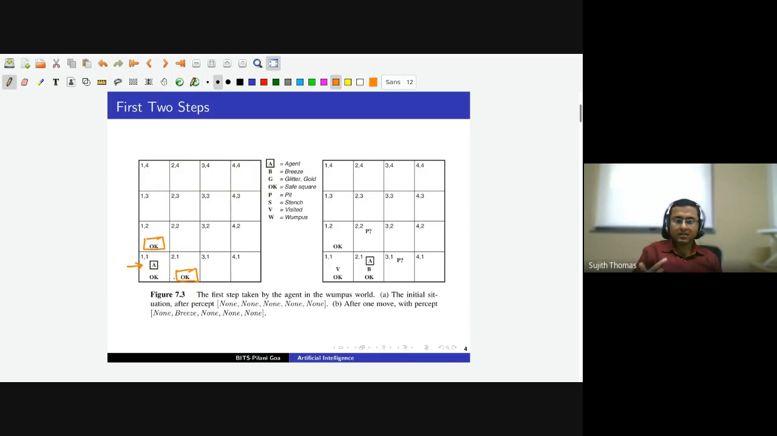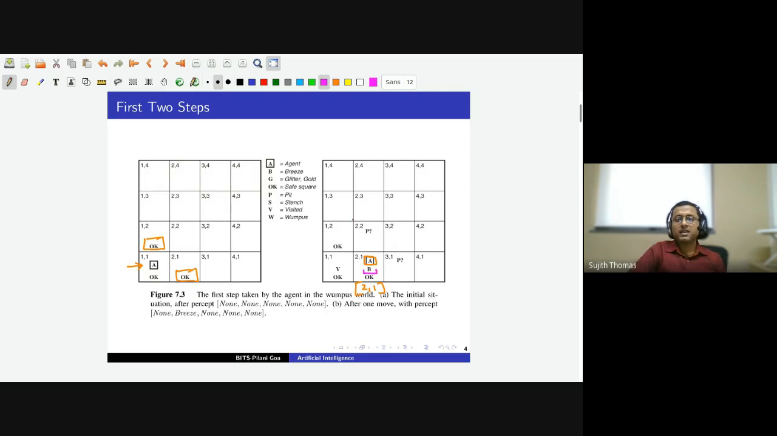So now that the adjacent 2 cells are okay, it decides to move to one of the cells. Let us say it moves to 2-1. Now the agent is here, and the agent is able to experience a breeze. So now here we can see a B here. So the agent is able to perceive a breeze.